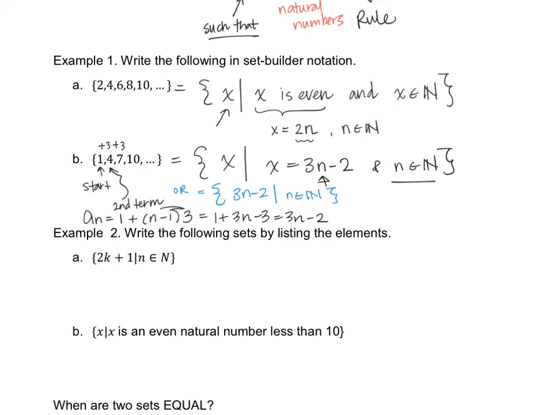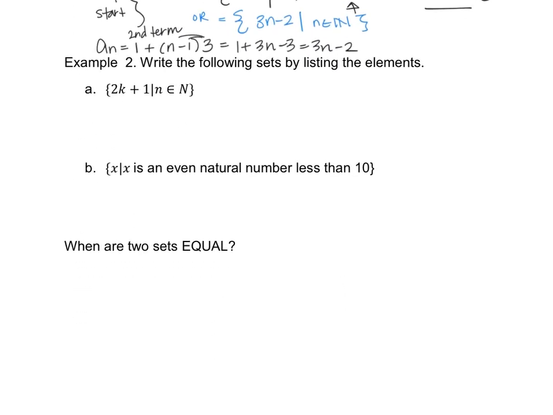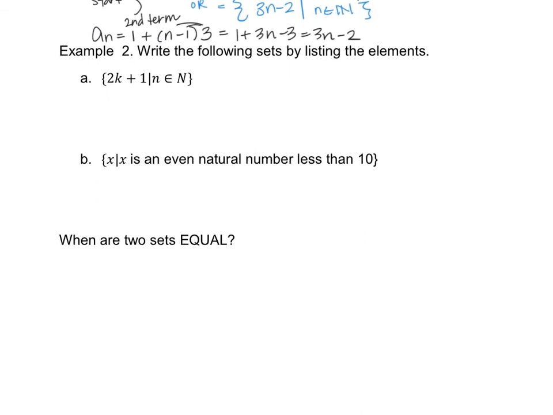That's just another way that you could write it. Now we're going to go the reverse way. We have some set builder notation that we need to write as a list of elements. One thing I noticed right away in A, there's a little typo here, this should have been a k, sorry about that, because we had a variable k here. So it looks like that form, 2k plus 1, where k is in the natural numbers.